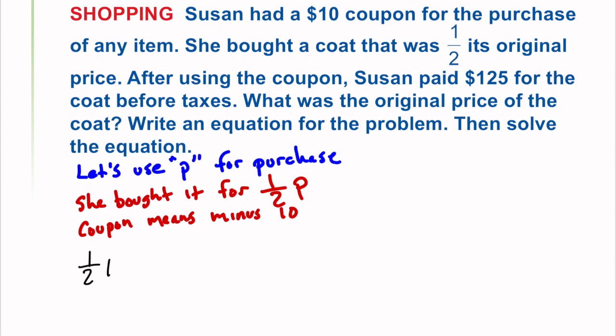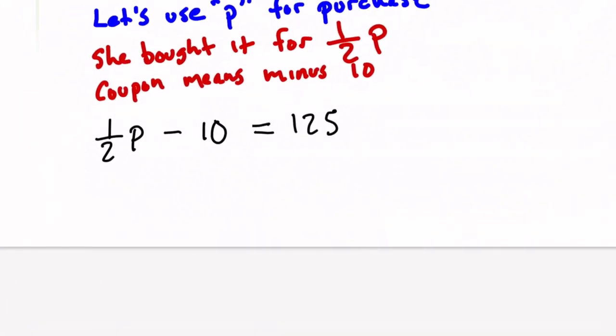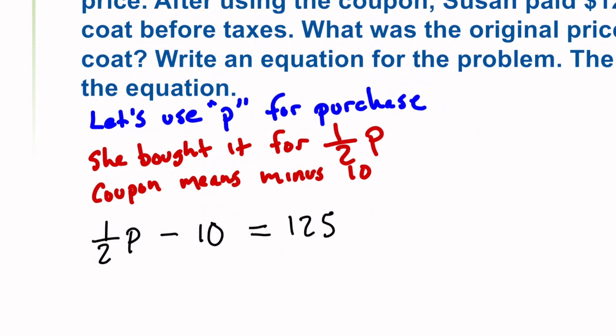So let's translate that into an equation. It will be 1/2 P minus the $10, and then I know that she ends up paying $125. So now we have an equation that we can try to solve. We're not going to deal with the fraction at the beginning, we'll do that at the end. First we need to get rid of the 10. We're subtracting 10, so the opposite of subtracting 10 is to add 10 to both sides. So we're going to add 10 to both sides of the equation.